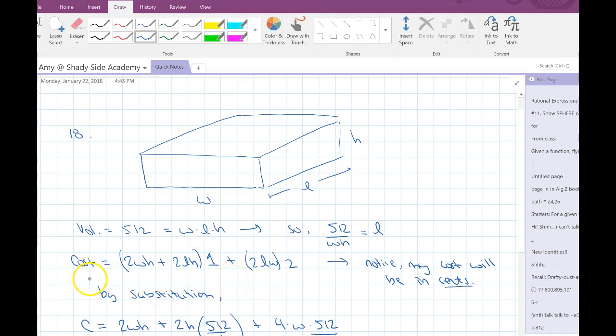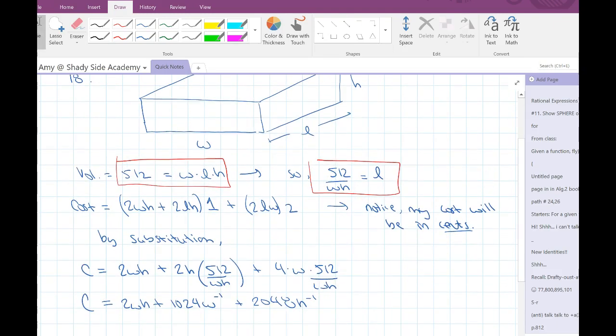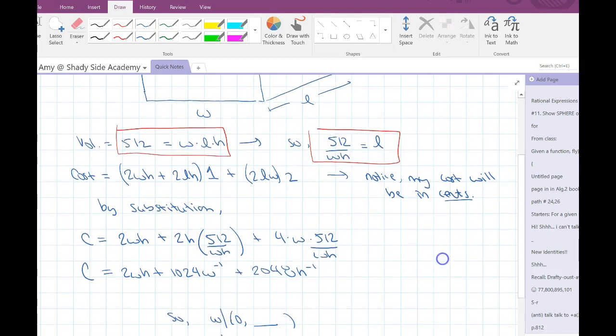Okay, so then I took my cost function, and I noticed that C is a function of 3 variables. Luckily, I can use this equation and solve for 1 variable, which then allows me to substitute in for L, which brings me to here. And then all I did was clean it up.